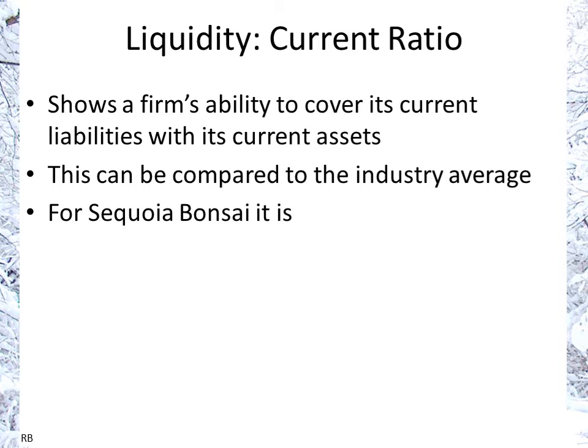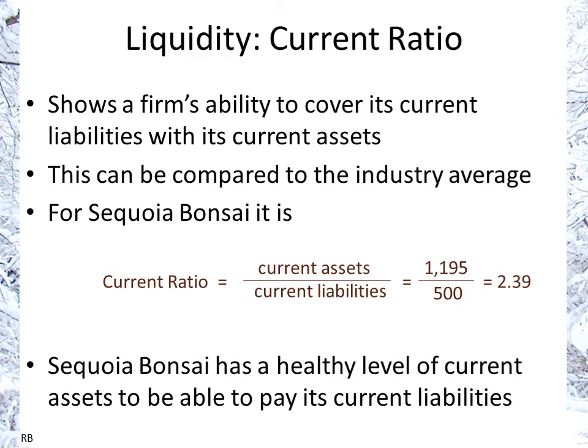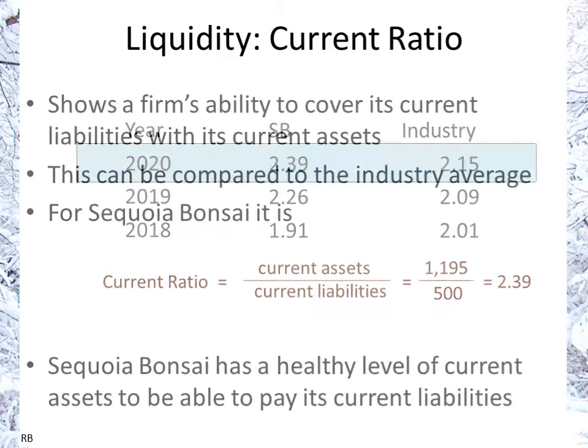Now, current ratio shows the firm's ability to cover its current liabilities with its current assets. And for Sequoia Bonsai, we had the current assets of $1,195 and current liabilities of $500, so 2.39. So that's a generally good number, which means we have more than double the amount of current assets.